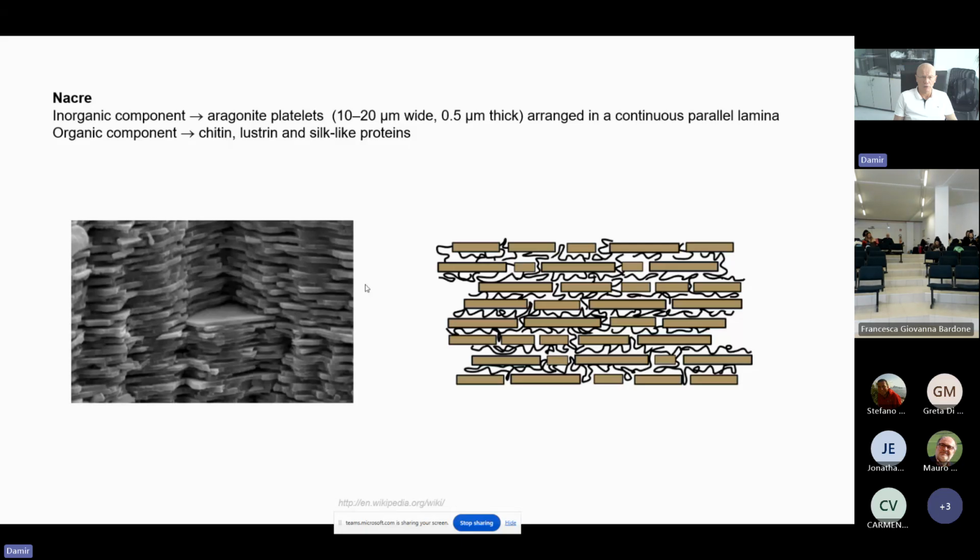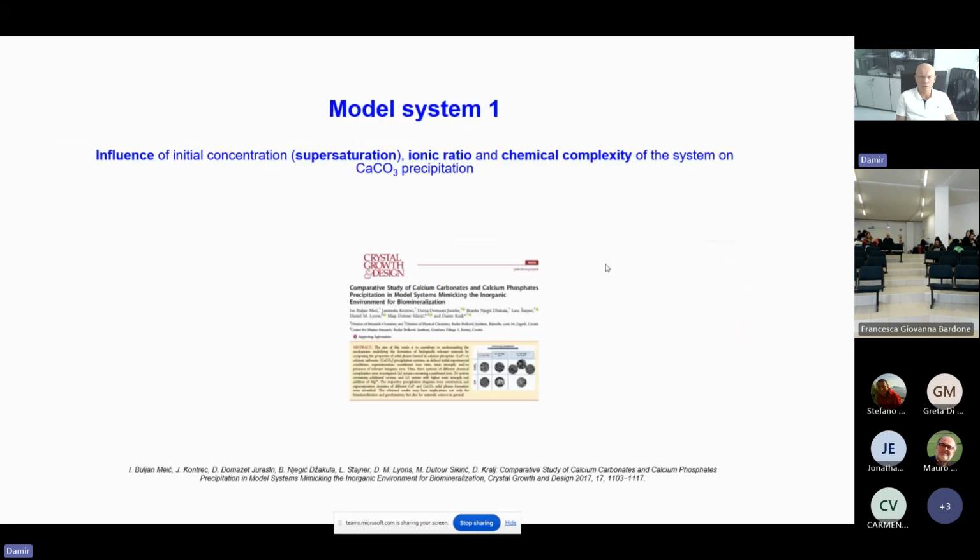We are talking about nacre as this mineral phase that is particularly strong in this composite. Aragonite platelets are arranged in parallel laminae, which are continuous and spread throughout the shell, while the organic component is made of chitin, lustrin, or silk-like proteins.